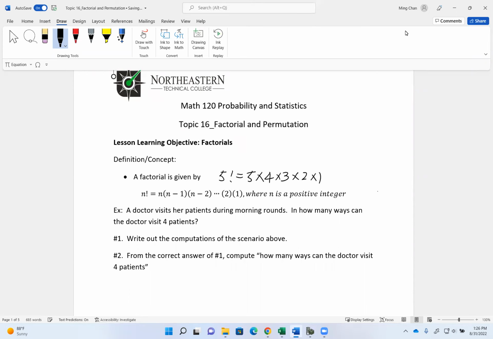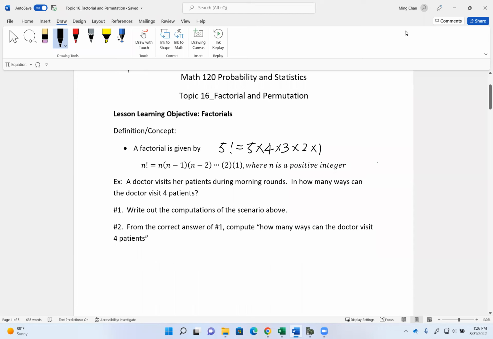So what type of problems deal with factorials? Well, here's a good example. Let's say a doctor visits her patient during morning rounds. In how many ways can the doctor visit 4 patients? So think about this. If the doctor is going to visit 4 different patients, this is patient 1, patient 2, patient 3, patient 4. Before the doctor goes to the first patient, that doctor has 4 choices, because there are 4 patients.